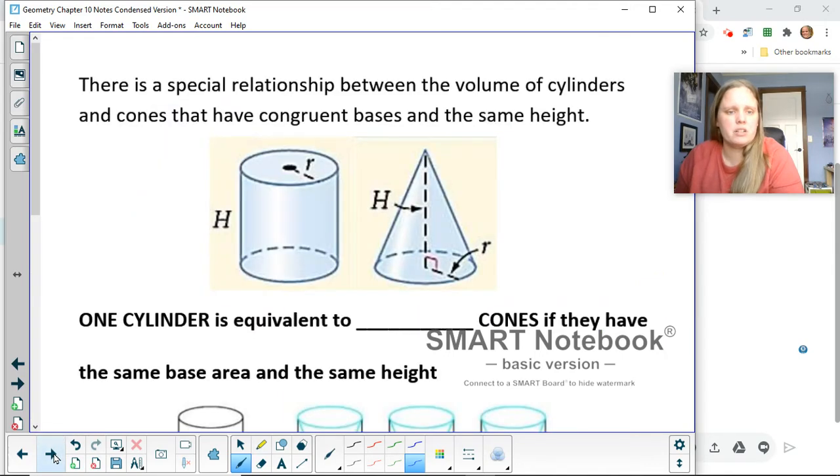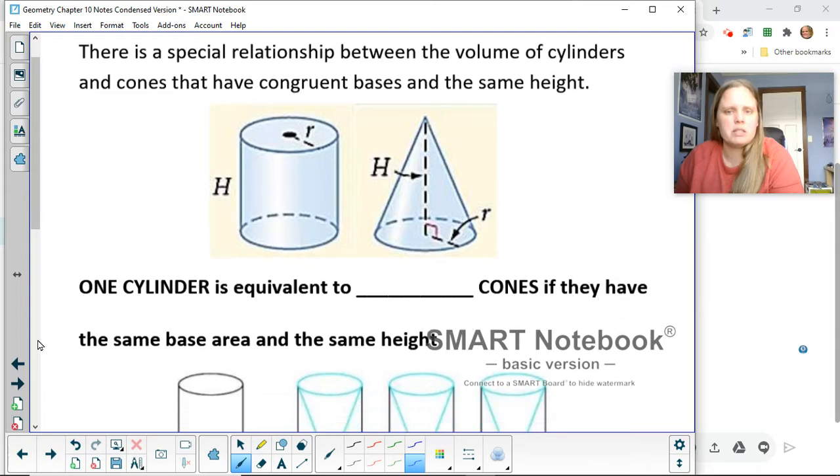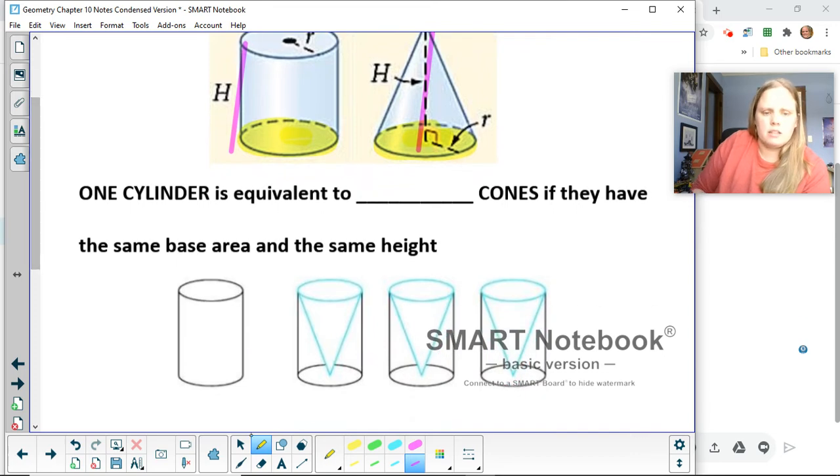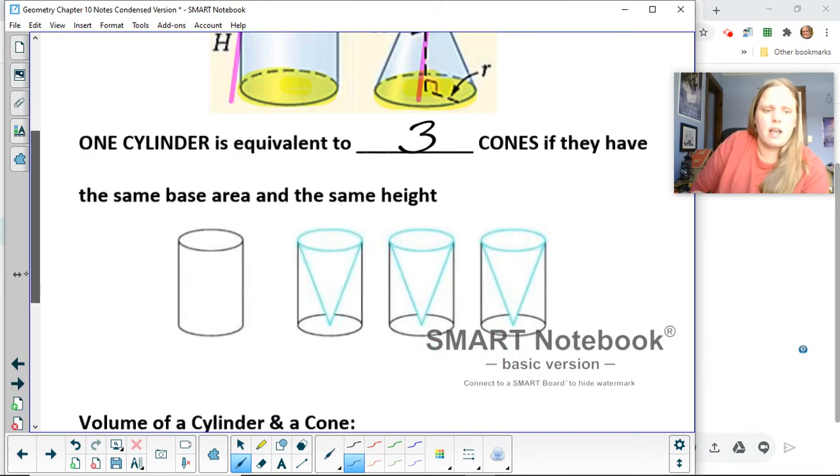Okay, a cylinder and a cone have that same special relationship. But again, it has to be if the cylinder and the cone have congruent bases and the same height. So this base down here is the exact same area as this base here, and the height is the same as the height here. And again, one cylinder is the same as 3 cones. So a cone is 1/3 the size of the cylinder.